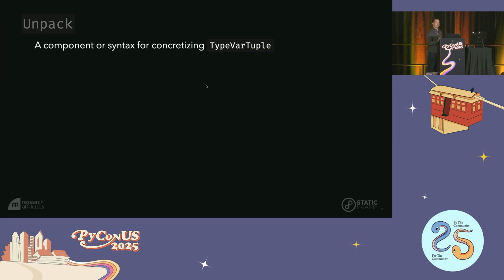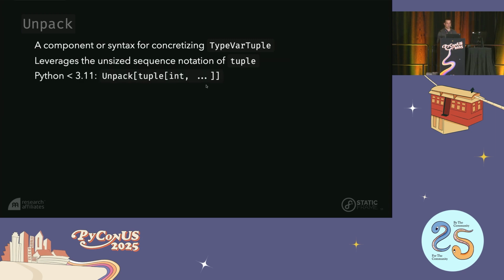Now, Unpack is a component or a syntax, there's 2 ways to do it, for making a TypeVarTuple concrete. When we have a TypeVarTuple, we can give it explicit types like we did with the tuple, but we can also do something a little bit different. We can leverage the unsized sequence notation of a tuple. That is, when we want to specify that we have 0 or more of a type. Before Python 3.11, we need to use an explicit component, this unpack definition. And inside that unpack definition, we can provide a tuple, and we can use that unsized notation to say, in this case, 0 or more integers, or 0 or more of some other type.